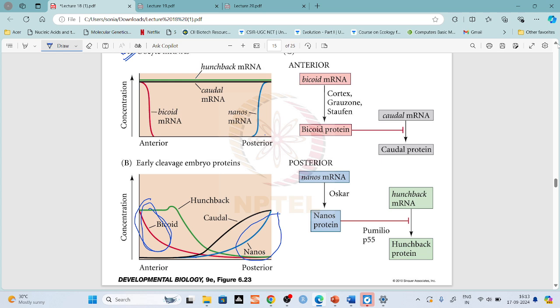Okay. Likewise, in the posterior end, you see this nanos mRNA is converted into nanos protein. Now, although hunchback mRNA is also present in the posterior end, this hunchback mRNA cannot be converted into hunchback protein. Why? Because nanos inhibits this translation. So, in this way, although hunchback and caudal mRNA were present throughout the axis, hunchback protein is specifically expressed in the anterior region and caudal protein is specifically expressed in the posterior region.